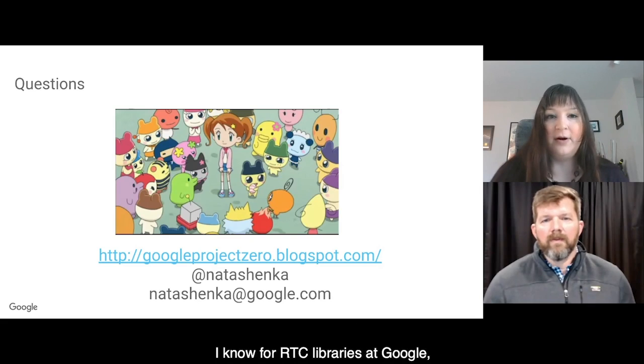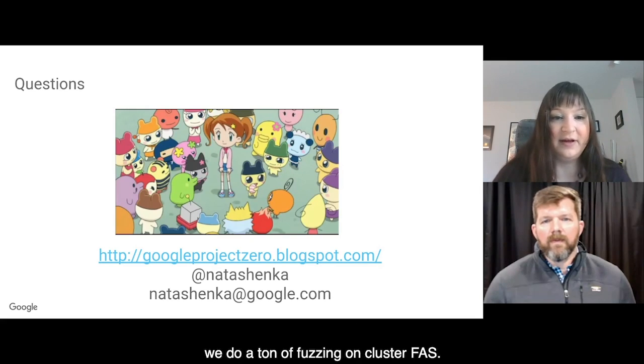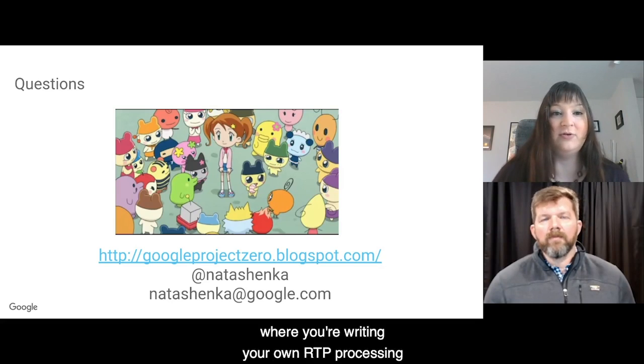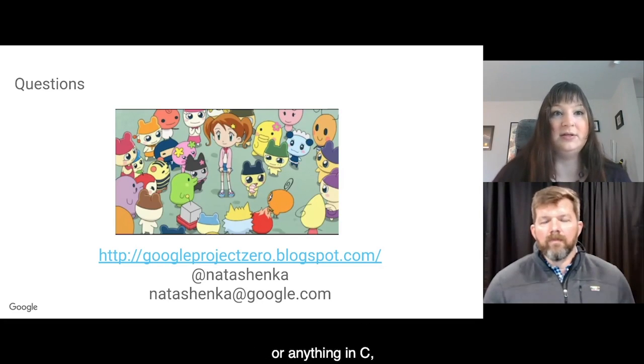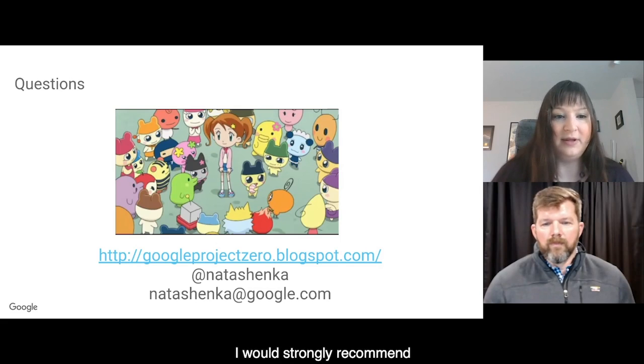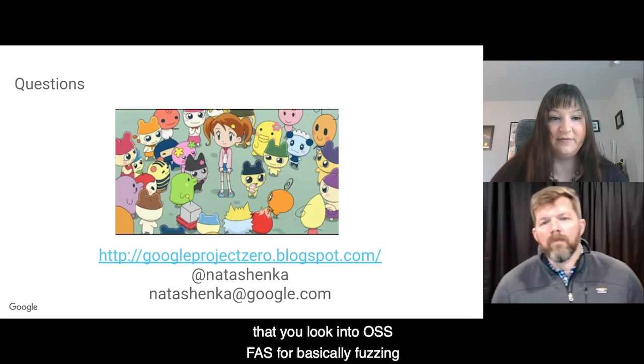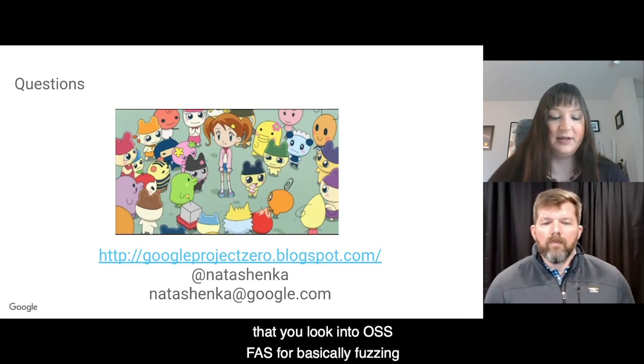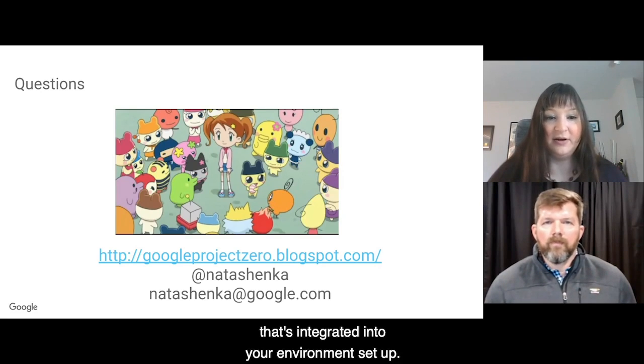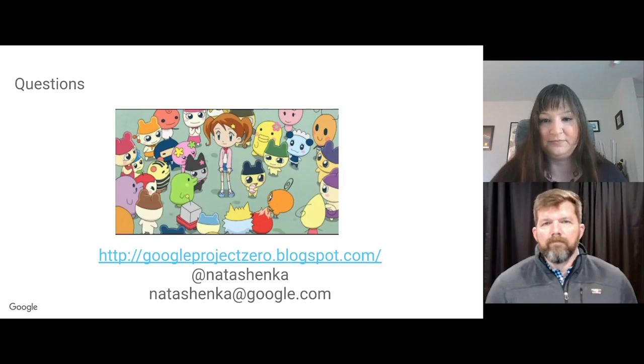I know for RTC libraries at Google, we do a ton of fuzzing on ClusterFuzz. And if you're in a situation where you're writing your own RTP processing or anything in C, I would strongly recommend that you look into OSS-Fuzz for basically fuzzing that's integrated into your development setup.